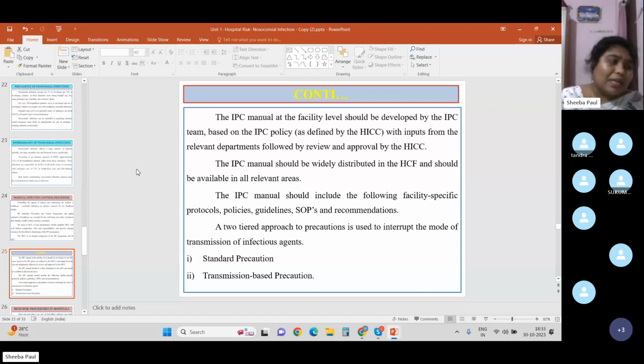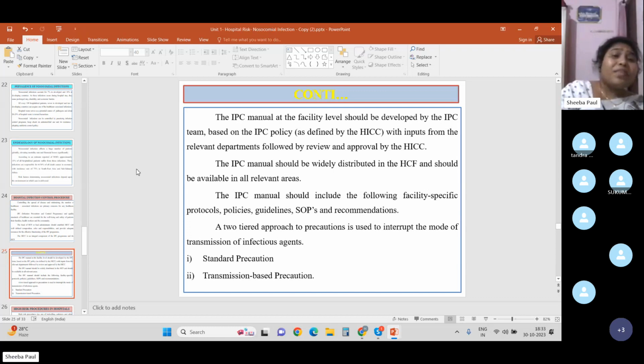Standard precaution is nothing but maintaining aseptic techniques and maintaining high sterilization techniques in the ICUs and OTs, whereas transmission based precaution is when the person is transferred from ICU to the general wards, making sure that cross contamination doesn't happen and the person is not exposed to a highly contaminated environment. So again, I'm repeating about this two-tiered approach. It is standard precaution and transmission based precaution.